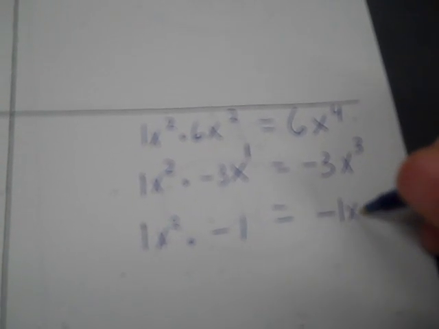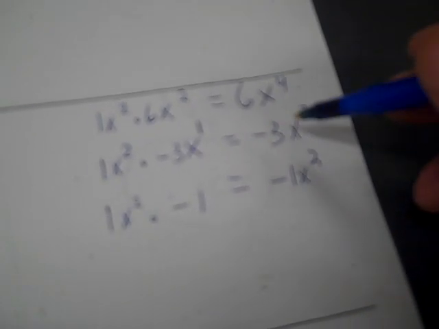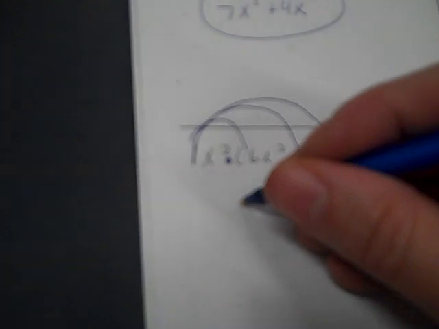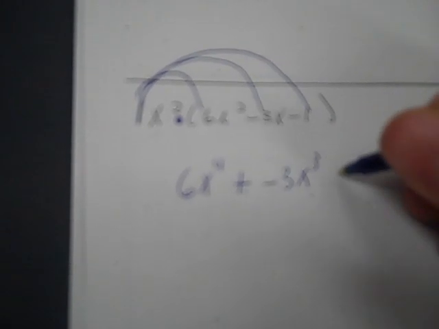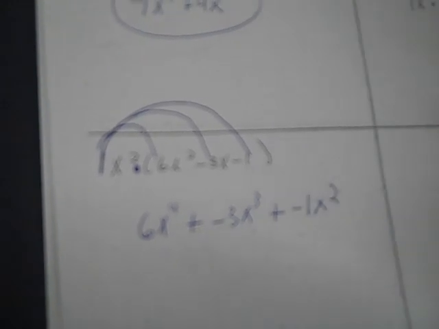That x is to the second, and there is no x here. So I just have an x here. It is to the second power, so my product is to the second power. Keep it to the second. All the powers are different, so we just write all these out with plus signs. So 6x to the fourth plus negative 3x to the third plus negative 1x to the second. Okay, and that is my answer.